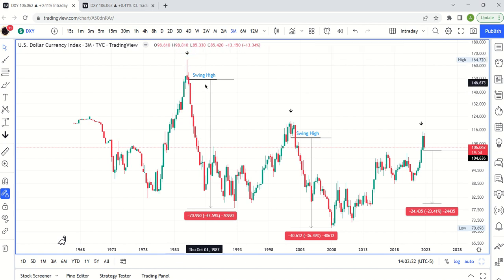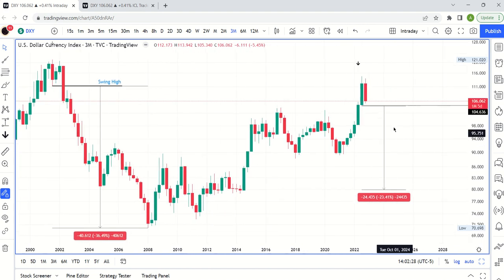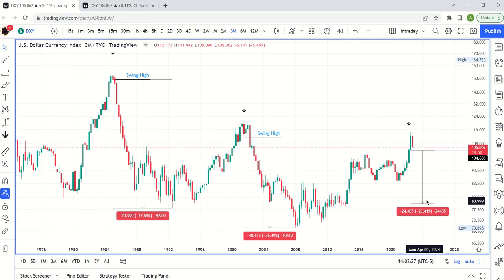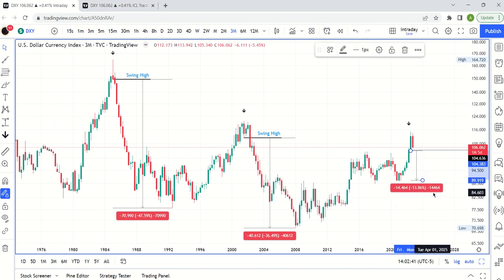This one in 1985 led to a 50% decline over several years. This one led to a 36% decline. Let's just say we were going to come down to the 80-ish level. That would be a 23% decline from that swing high. Now, it doesn't mean we're going to get there. If anything, maybe a more realistic level is around here, right? That would only be a 14% decline.